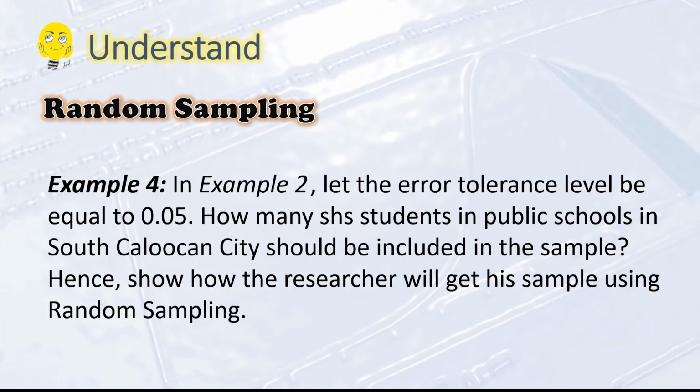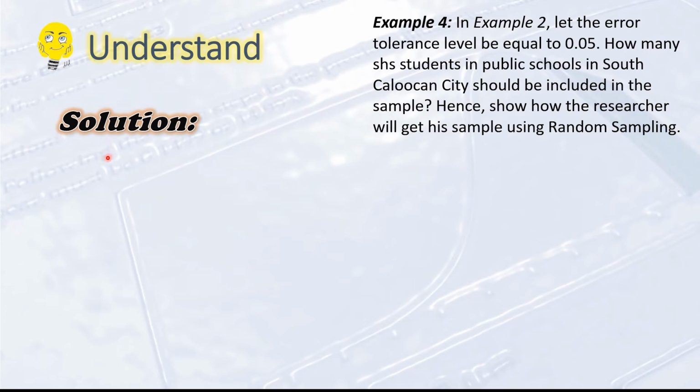Let us have an example. In example number 2, let the error tolerance level be equal to 0.05. How many senior high school students in public schools in South Caloocan City should be included in the sample? Hence, show how the researcher will get his sample using simple random sampling. Here is our suggested solution.